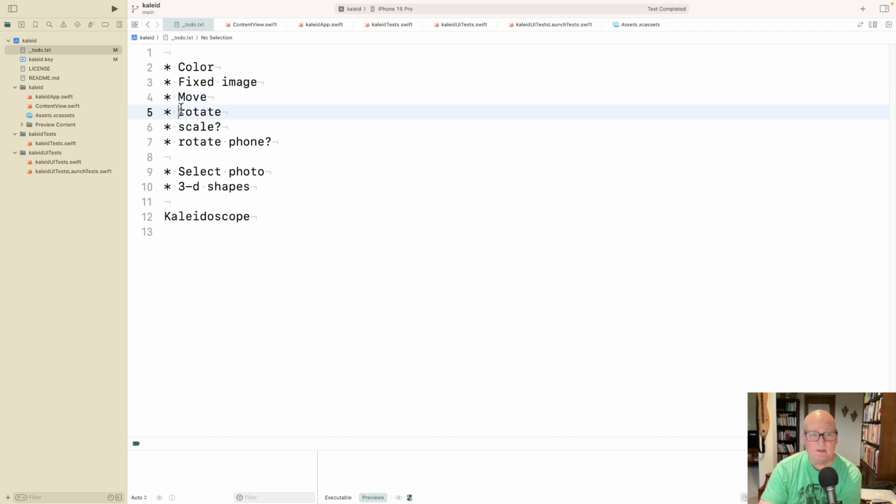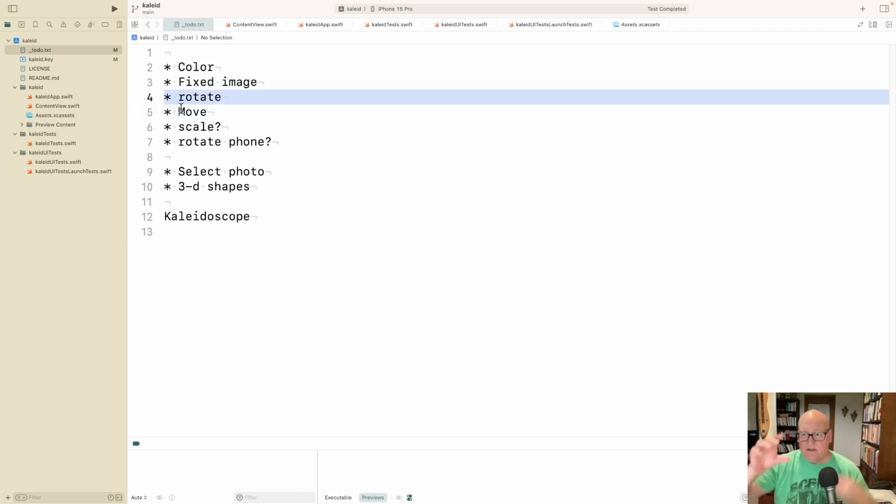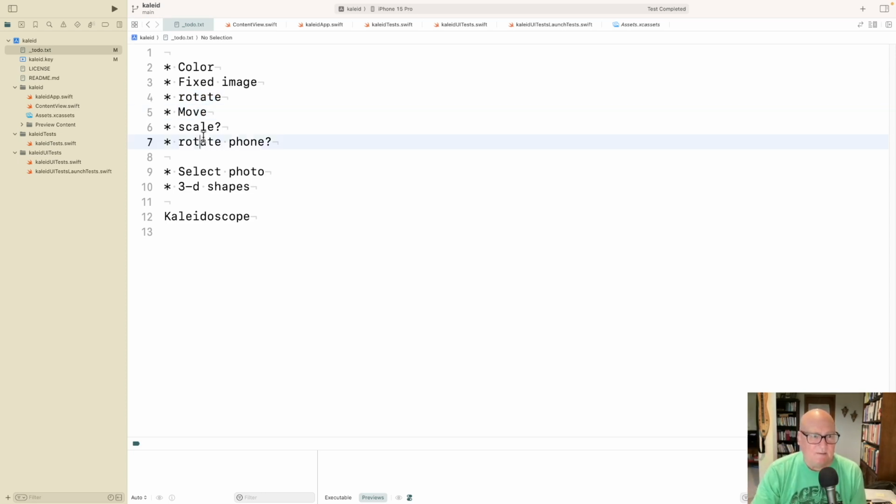Now, I don't know, rotate maybe is more, I mean, normally with a kaleidoscope, you've got a little outer rim and you can roll that, or sometimes they're just one piece and you just physically roll the whole thing. But that's a very common thing to do. Move is a little more, yeah, letting us kind of play with the picture we have. But I think rotate is more important. And then maybe rotate phone at some point.